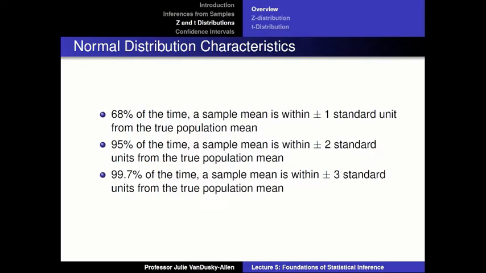These characteristics mean that 68% of the time a sample mean should be within plus or minus 1 standard unit of the true population mean, and 95% of the time a sample mean should be within plus or minus 2 standard units of the true population mean, and 99.7% of the time a sample mean should be within plus or minus 3 standard units of the true population mean.